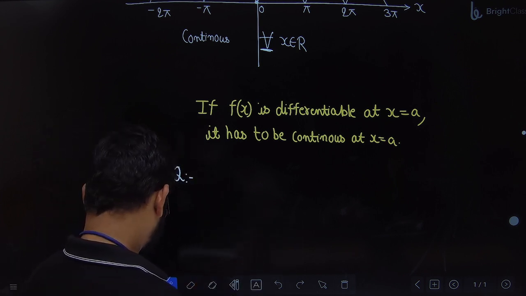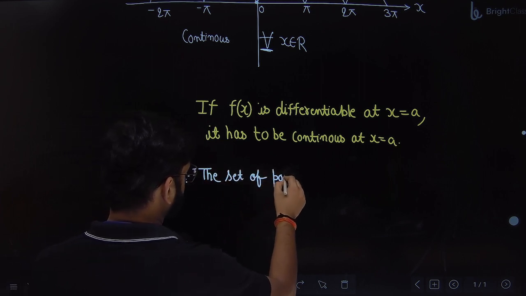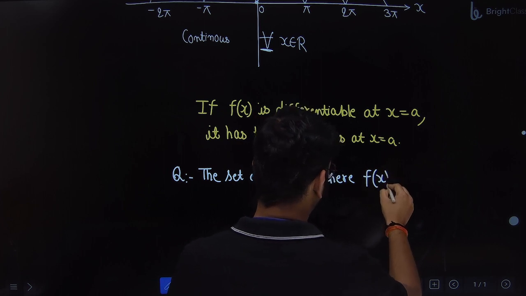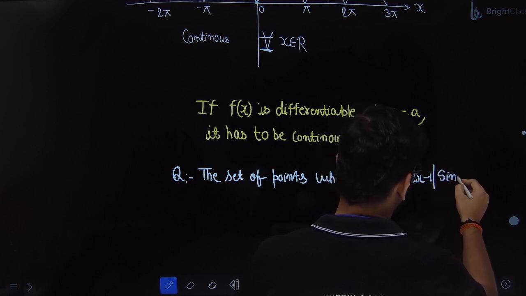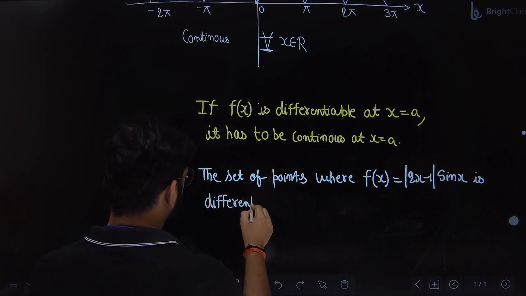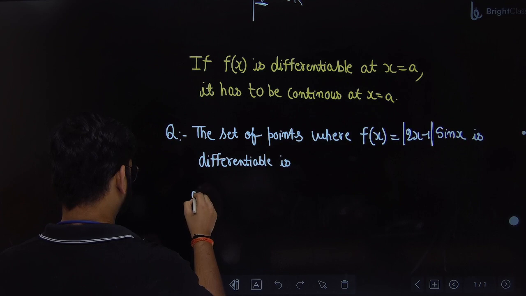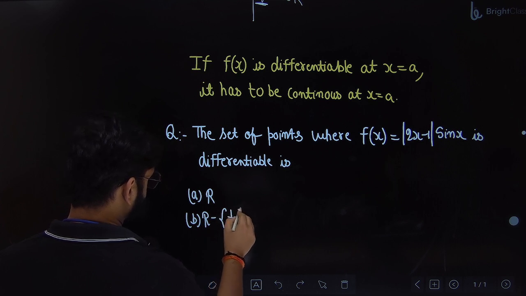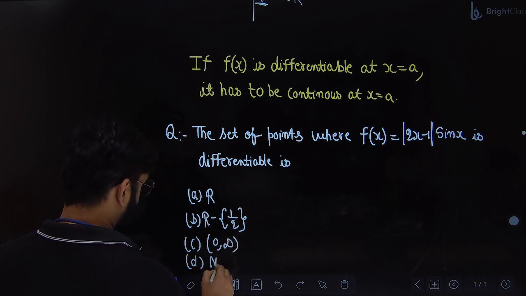First question. The set of points where f of x equals mod of 2x minus 1 into sin x is differentiable is: first option R, second option R minus 1 by 2, third option 0 to infinity, and last option none of these.